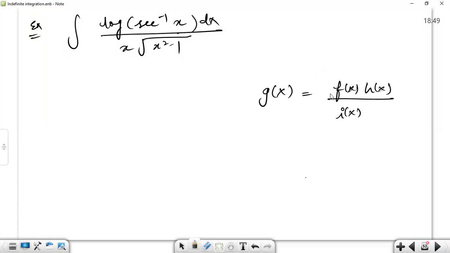You have to correlate them in such a manner that you find their substitution. If you're seeing f of x, try to see if h of x and i of x is its derivative. If f of x is there and f dash x is also there in some format, then observe that and let f of x be t. Otherwise, if h of x is there and its derivative is present in i of x or f of x, then let h of x be t. Let me do that and make it easy for you.